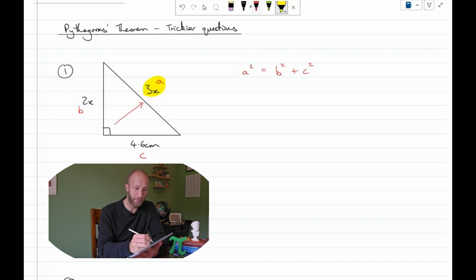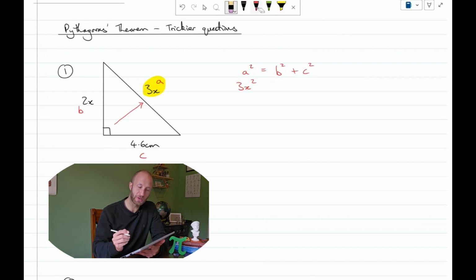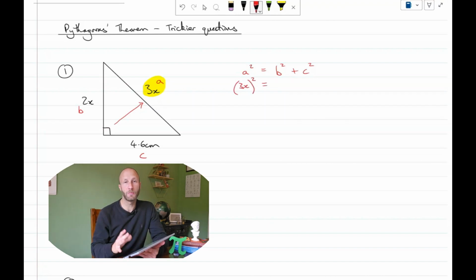Now, the mistake people often make here is that they put 3x squared in like this. But when we're looking at a squared, we're looking at the whole length squared. And the whole length is not just 3x squared, which means 3 times x squared. It's 3x, which is the length, all squared. So whenever we substitute, and I mentioned this in the last video, we always use brackets. Sometimes you get away with it, other times you won't. And if you always put those brackets in, you won't need to get away with it because you should always get it right.